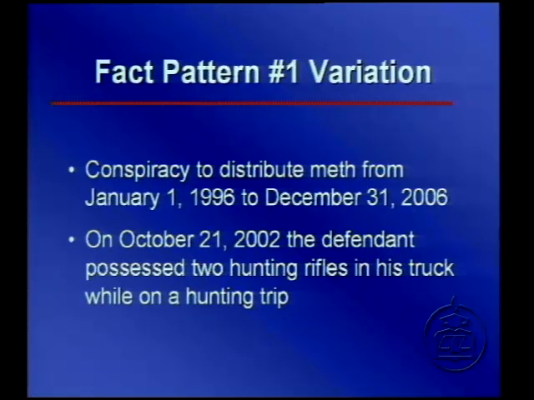Fact pattern number 1, variation: conspiracy to distribute methamphetamine from January 1st, 1996 to December 31st, 2006. On October 21st, 2002, the defendant, while going on a hunting trip, possessed 2 hunting rifles in his truck while on the hunting trip. Well, here, the court has to make a determination of whether or not this possession of the weapon was during the offense of conviction and whether it was in furtherance. We have the same 10-year time frame that we had in Variation 1, but here the act itself is obviously within that time frame, but the act itself doesn't appear to be in furtherance.